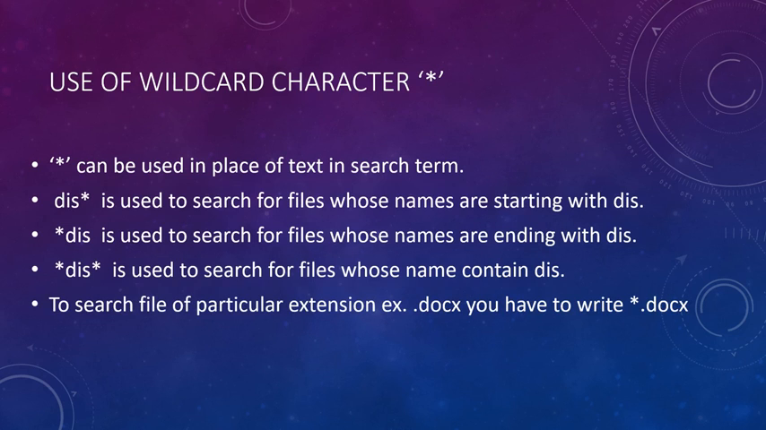To search for files of a particular extension, for example .docx, these are Word files, you have to write star dot docx. That means it can be of any name. So all .docx files, that means all Word files, will be displayed if you search with this format: asterisk dot docx.